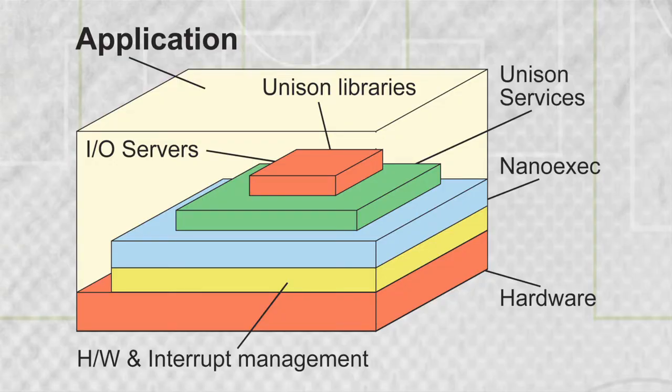Unison is an ultra-tiny Linux and POSIX-compatible operating system which is ideally suited to microcontroller and microprocessor development. Typically, Unison provides 50 to 90% of the software required for an embedded application.